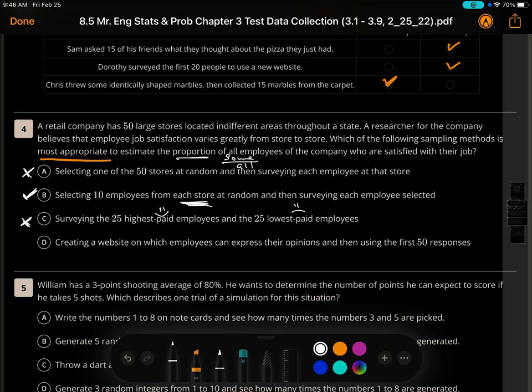D, creating a website in which employees can express their opinions and using the first 50 responses. Well, the first 50 are probably, again, going to extremes. They're either super happy or super sad. So I don't think that's a good representation. So I would say B is our answer.